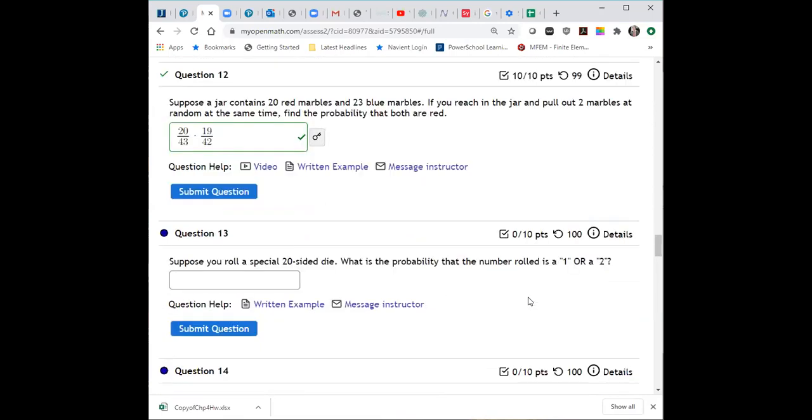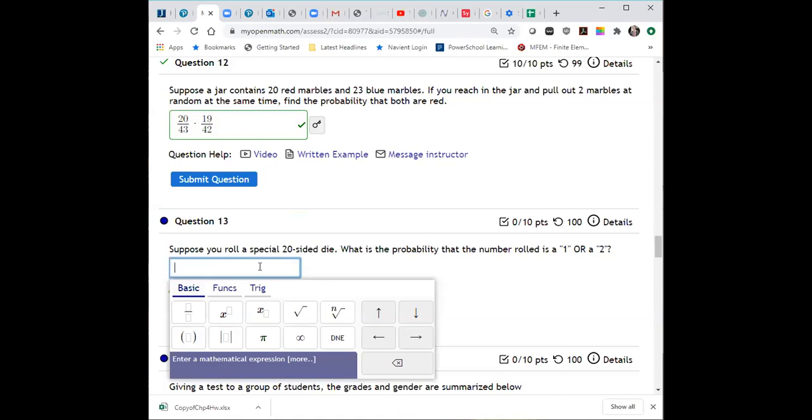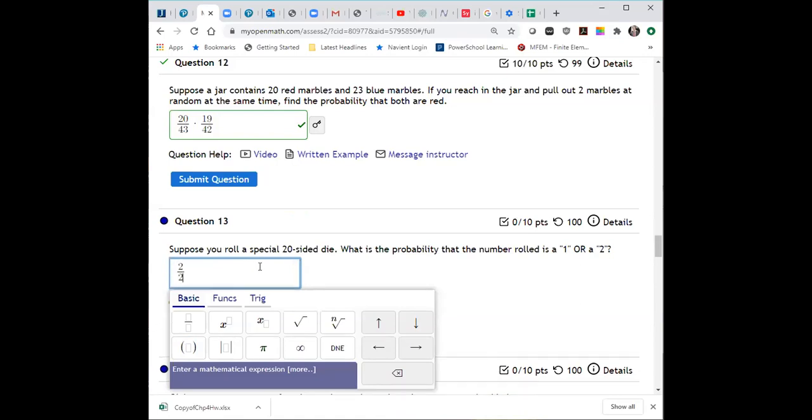Next. This is the same thing as the spinner problem, but this is a die. The die has 20 sides, so the probability for one side will be 1 over 20. It's looking for the probability of getting 1 or 2, so you need to add 1 over 20 plus 1 over 20. So you have 2 over 20, or 1 over 10, sorry.